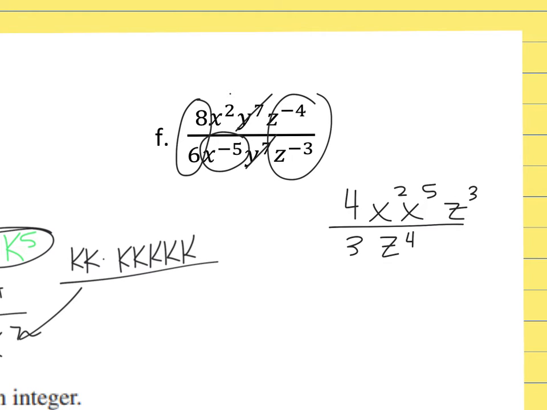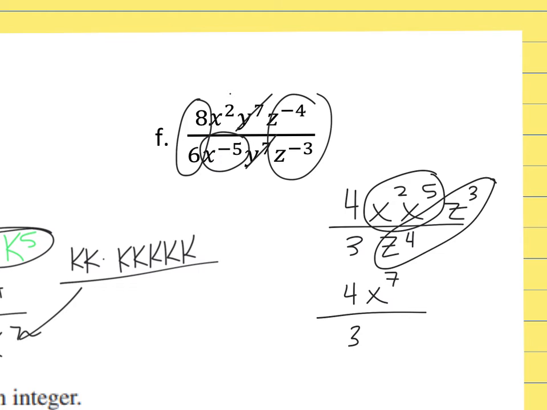So now let's simplify it. So I have 4/3. Combine your x's. So that's x to the 7th, because I'm going to add those. And then the z's, there's going to be 1 z left on the bottom.